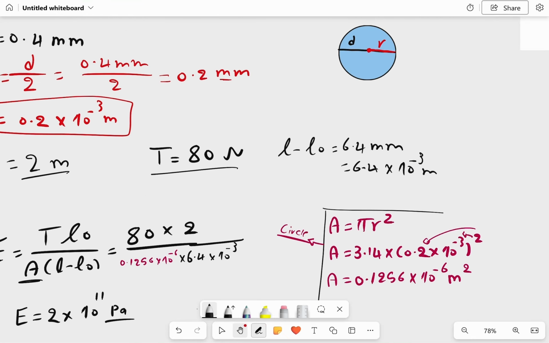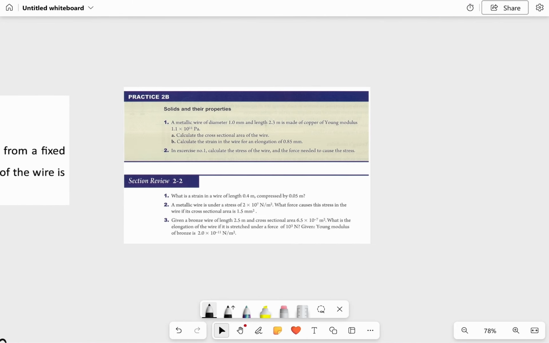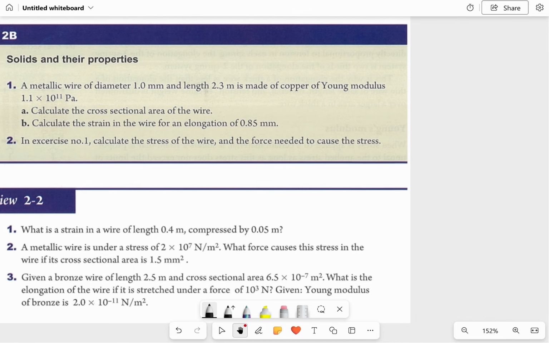This is sample problem 2B. Okay? We have these questions. Question 1 says a metallic wire of diameter... You have diameter. You guessed it correctly. You should change it to what? To radius by dividing it by 2. Then you'll find area with it.